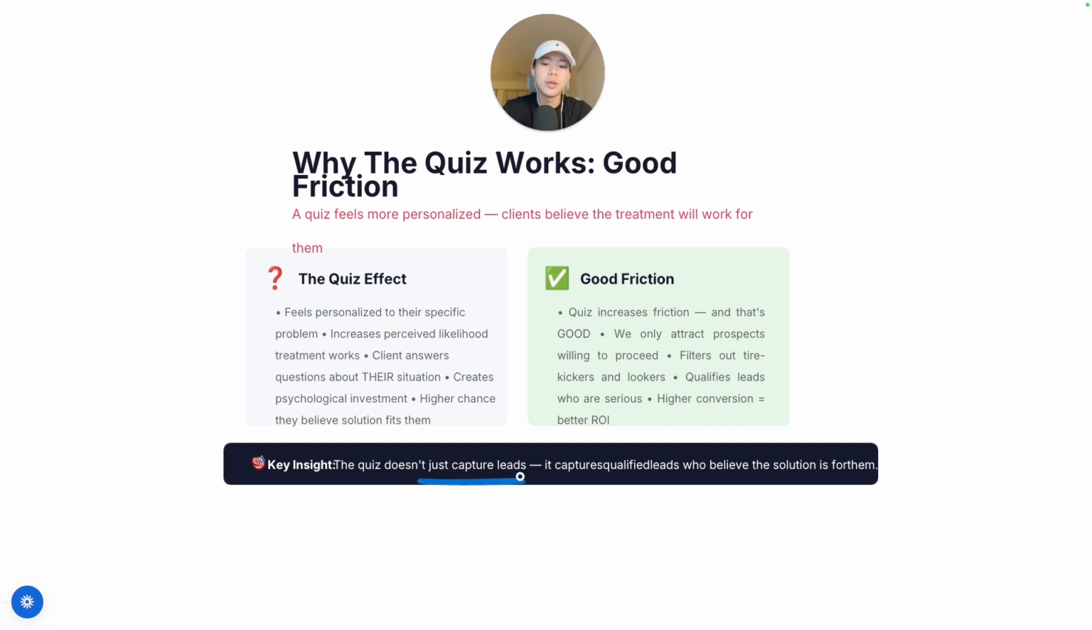A quick key insight real quick. The quiz isn't just for capturing leads, right? Its second job is to make sure that we attract and capture qualified people who believe that a solution for them actually works, and they believe in the solution. Just want to get that over.